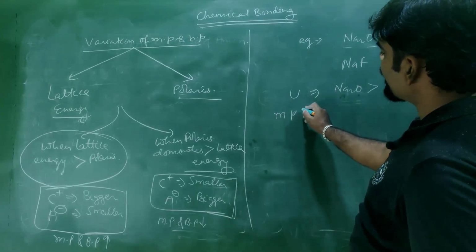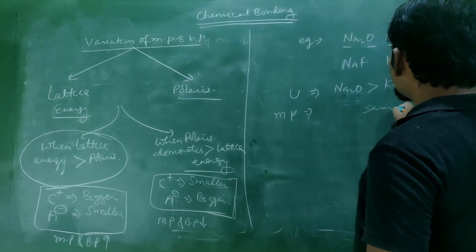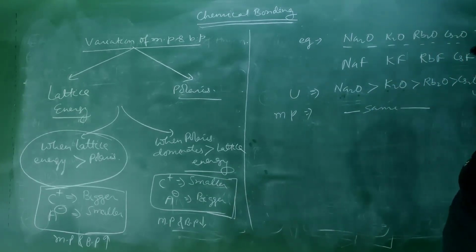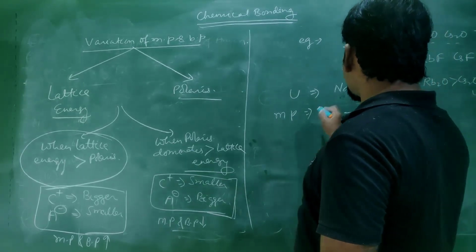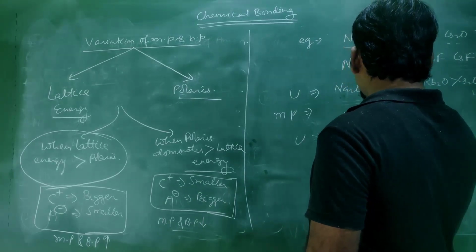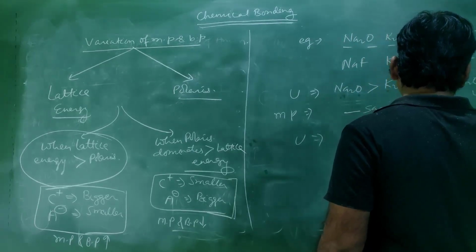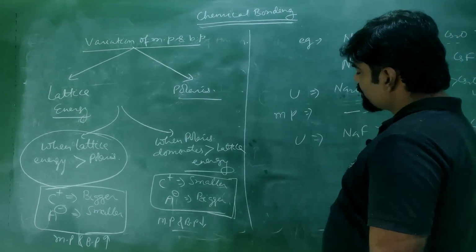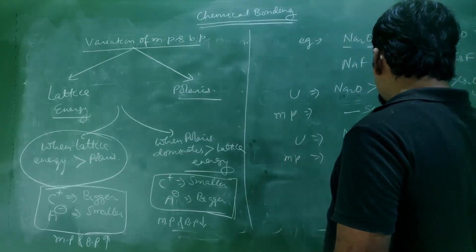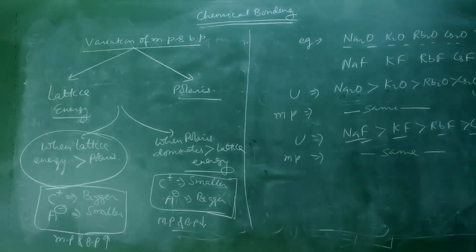Therefore, melting point variation will be the same. Melting point variation and boiling point variation will be the same as that of lattice energy. If you see NaF, the lattice energy trend of NaF will be greater than KF, KF greater than RbF, RbF greater than CsF. Then the melting point order will be the same, that is NaF will be higher than KF, then RbF, then CsF.